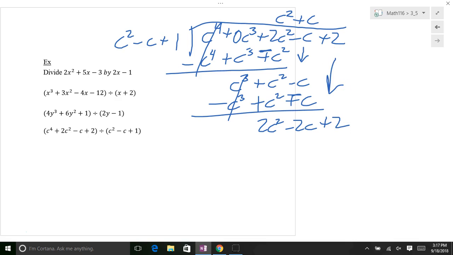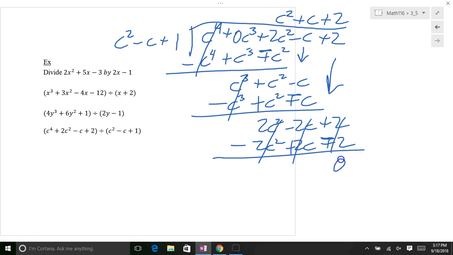Now I'm matching 2c squared, so I know that 2 times c squared is 2c squared. 2 times the negative c is negative 2c. 2 times that positive 1 in the divisor is 2. Don't forget to change those signs. Gone, gone. What do you know? 2 minus 2 is also gone, so there's no remainder on this. There's your quotient solution, c squared plus c plus 2.